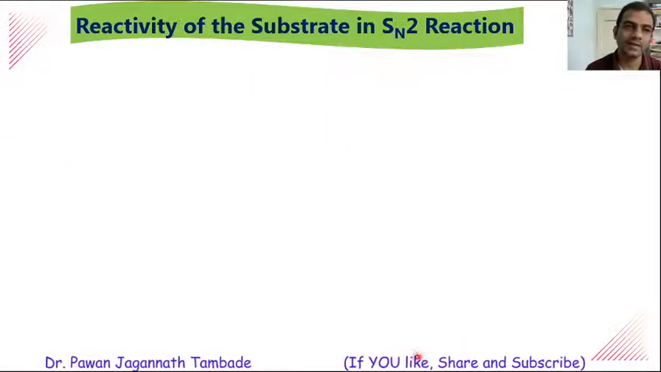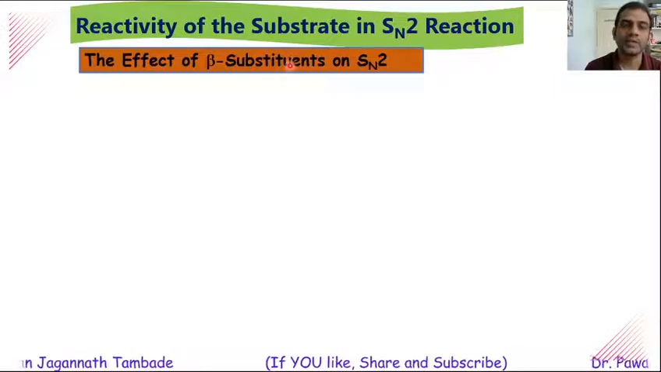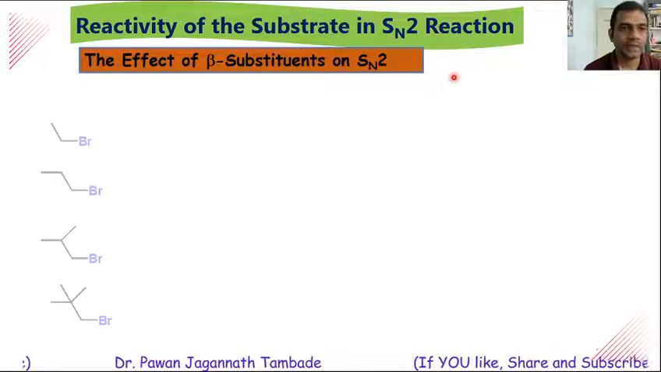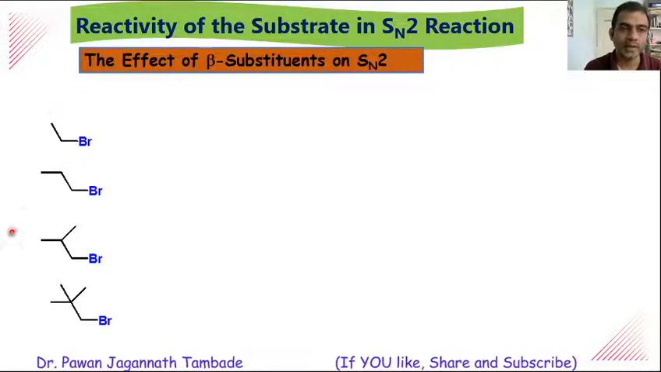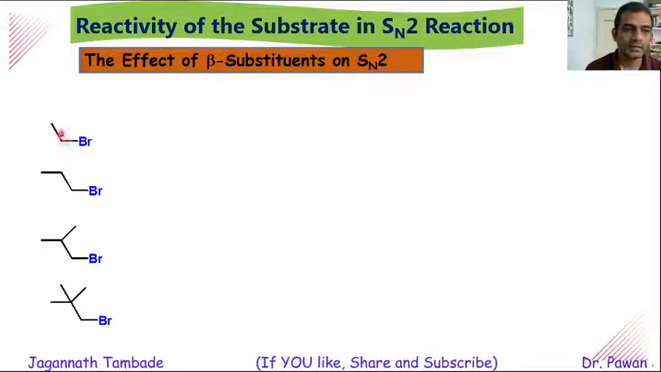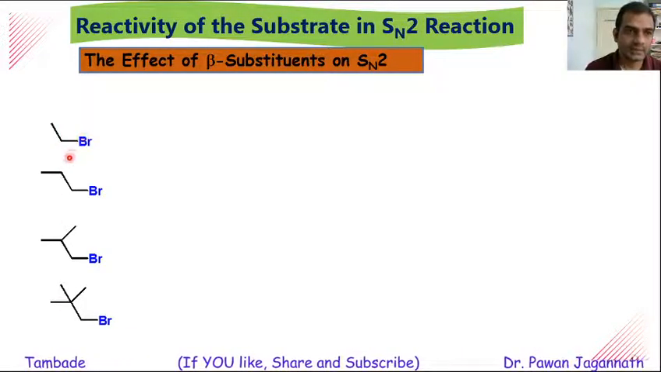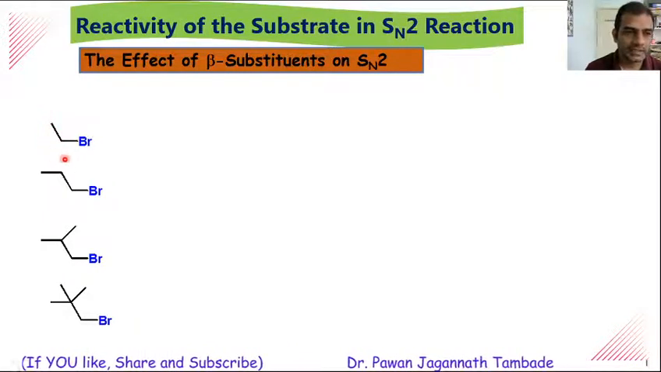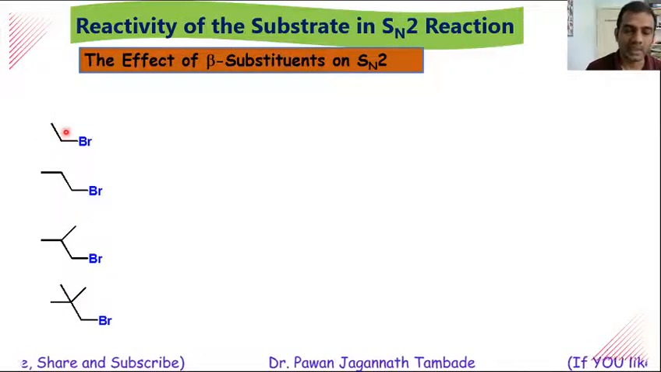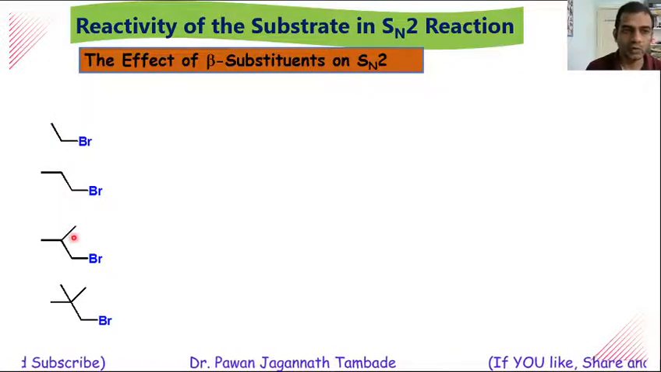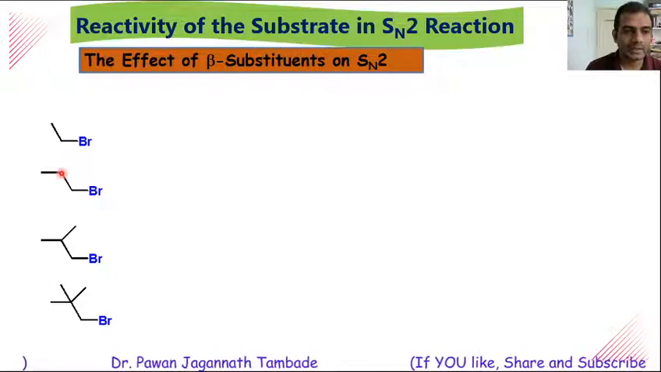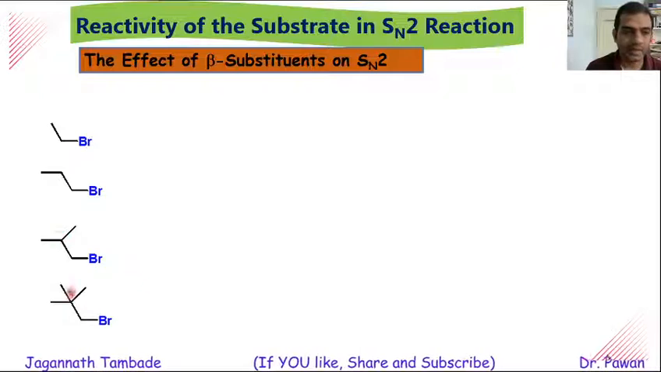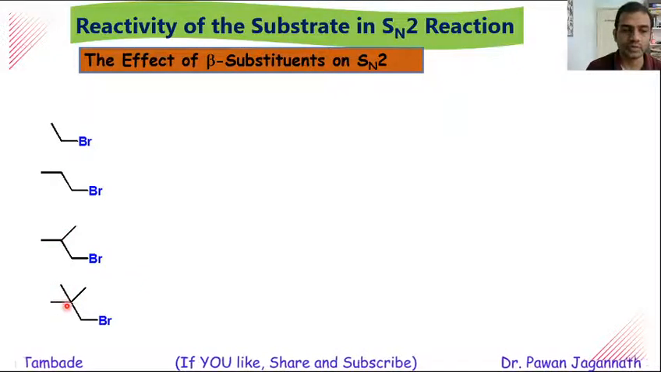Now we will see another concept, the effect of beta substituent on SN2 reaction. For that, look at these starting materials. These are all alkyl halides. This is the alpha carbon to which the halogen is attached, and this is the beta carbon. In the first example, on this beta carbon, 3 hydrogens are there. As we move down, you will find that on the beta carbon, in this case there is a methyl group. In this case there are 2 methyl groups on the beta carbon, and in this case there are 3 methyl groups on the beta carbon.